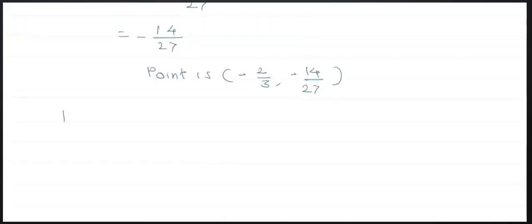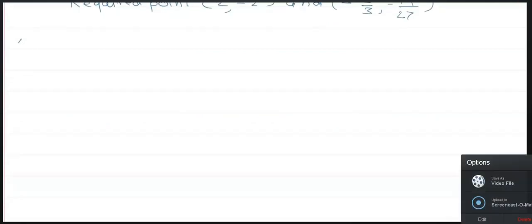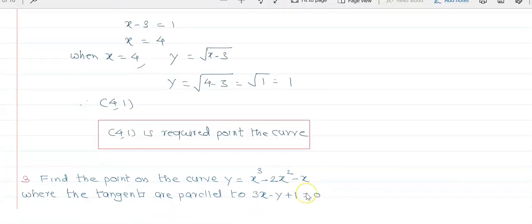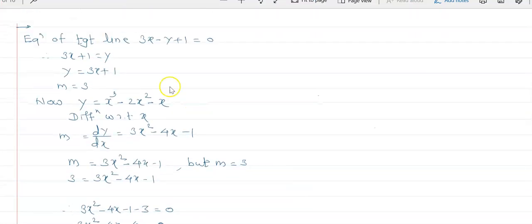These are the points. Therefore, the required points are (2, -2) and (-2/3, -14/27). Now, we'll see this again. One thing is that this is not the tangent. The equation given is not the tangent; it is the line which is parallel to the tangent line.